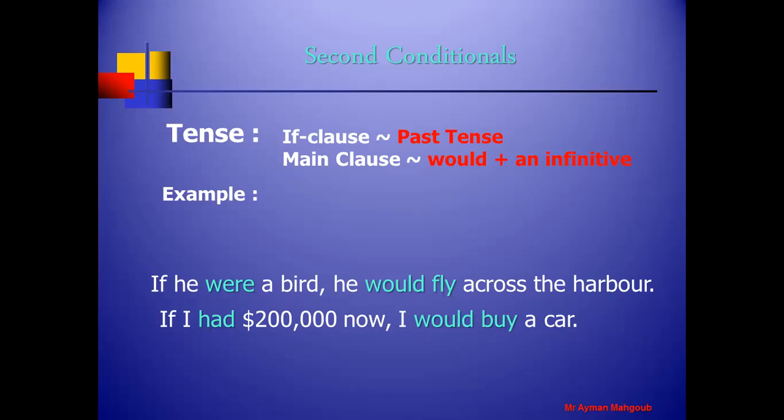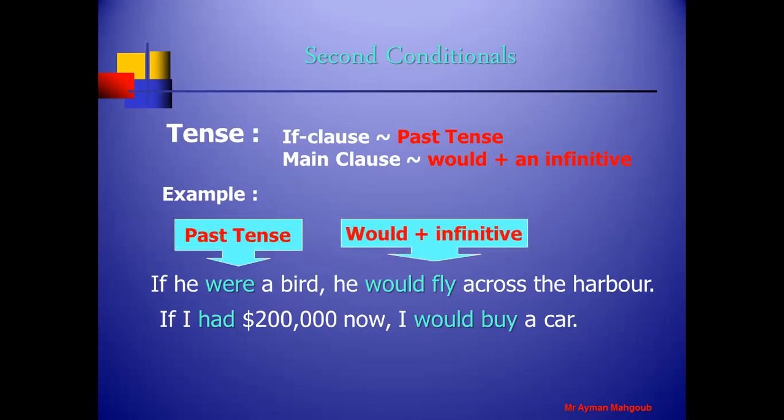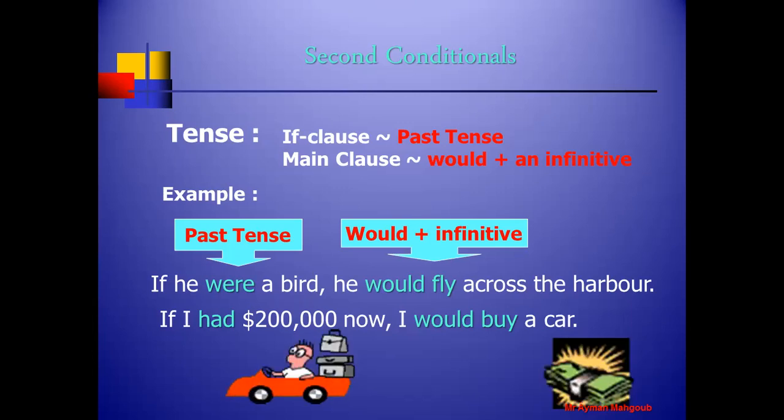Both things I'm actually imagining the opposite of reality. I don't have money and I say if I had money. I will not buy a car and I say I would buy a car. Okay. So were and had in the past tense. Would fly, would buy, would plus infinitive, we said, or could or might or should plus infinitive. Okay.